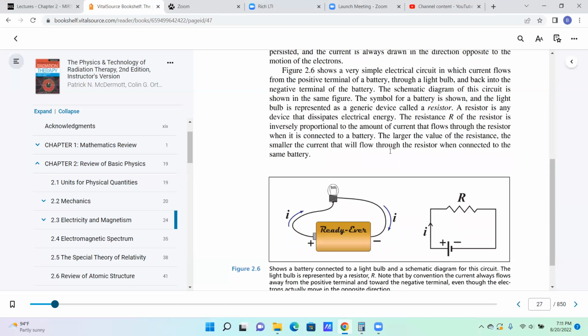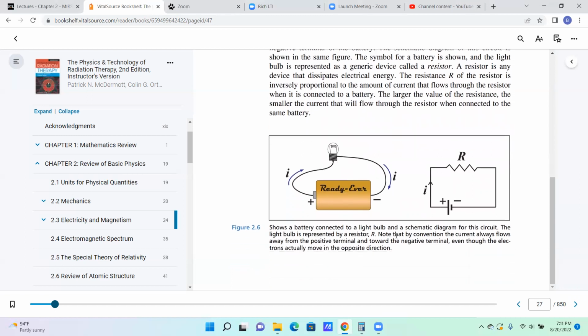The resistance is inversely proportional to the amount of current that flows through the resistor, which is connected to the battery. The larger the value of the resistance, the smaller the current that will flow through the resistor when connected to the same battery.